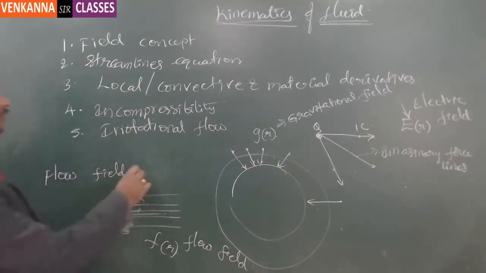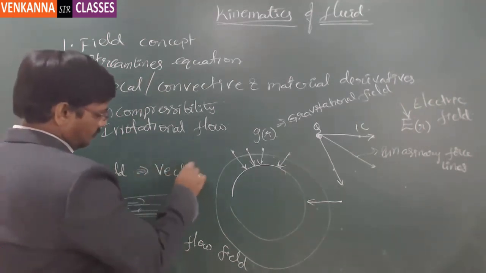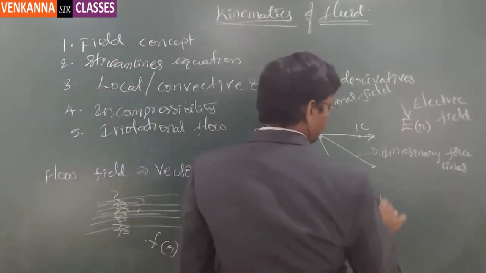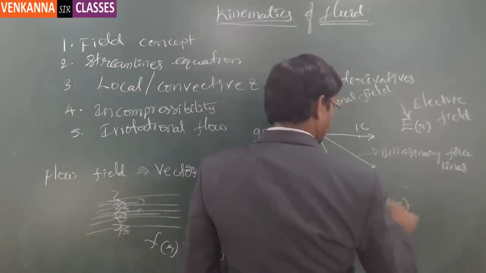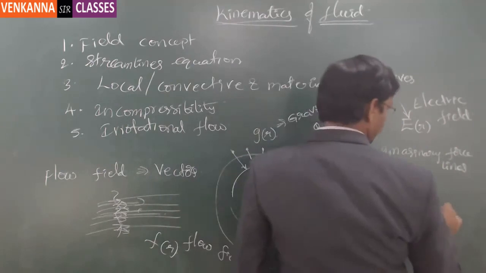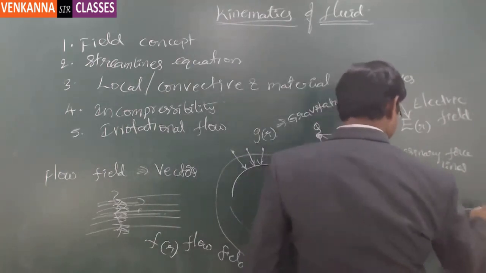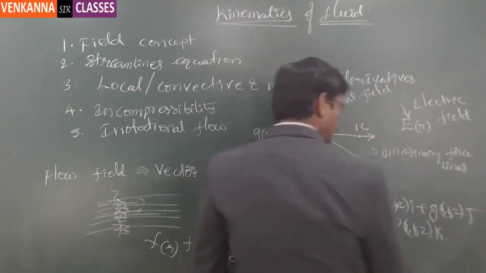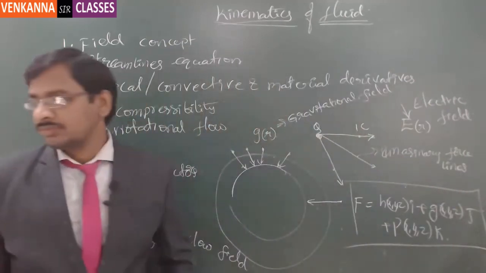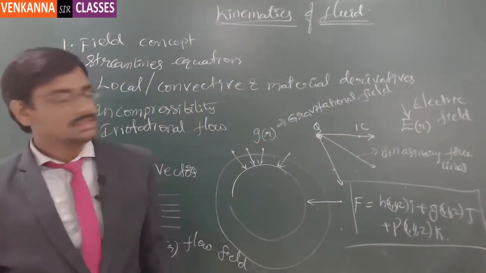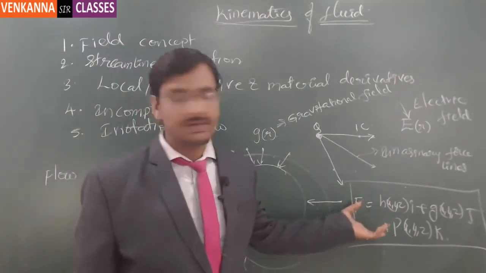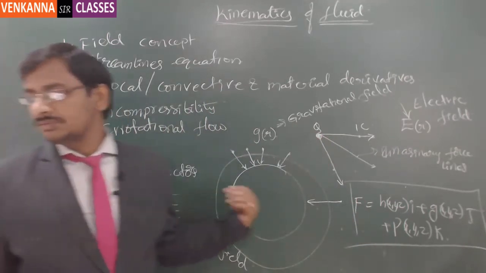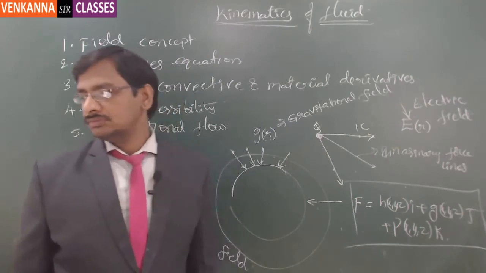So these fields are usually vectors. So field vector means, suppose F is equal to H of x, y, z into i plus G of x, y, z into j plus P of x, y, z into k. So this is how usually a field is represented. Got it or not? This is a generic field. It may be a gravitational field, or an electric field, or a fluid field. Understood or not? So this is the concept of field.